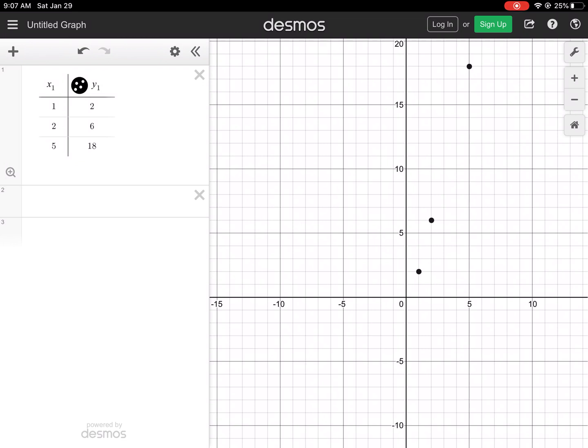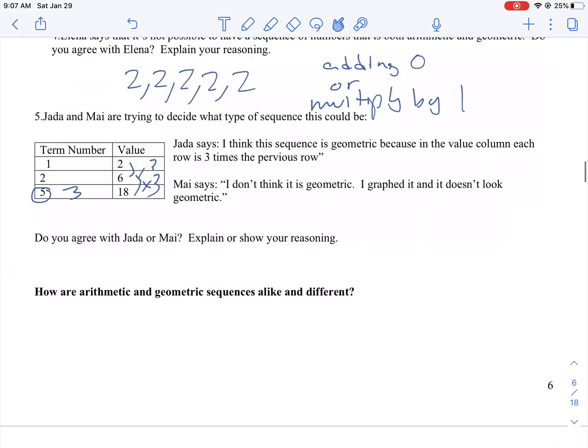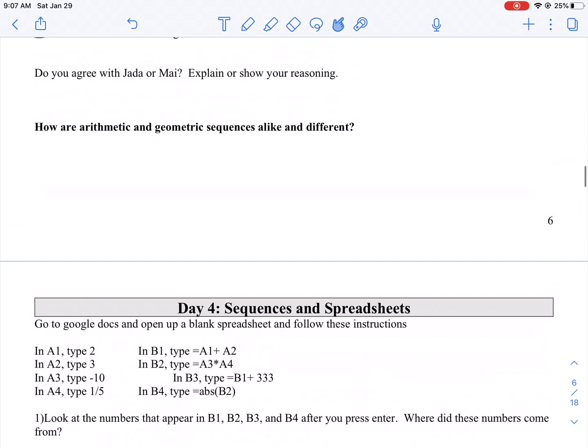So what does it mean to look geometric? Well, the other day we said that it was exponential here. But I like what Jada said, well, what should this term be? That's the 5th. So I'm going to argue that that should be 3. So I want you to think a bit and think about how arithmetic and geometric sequences are alike and different.